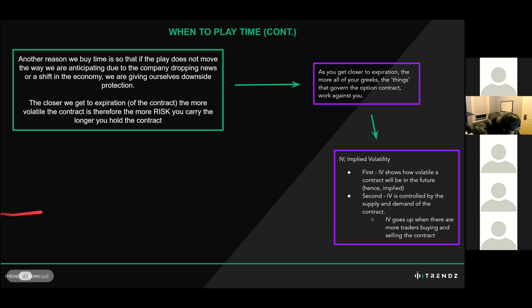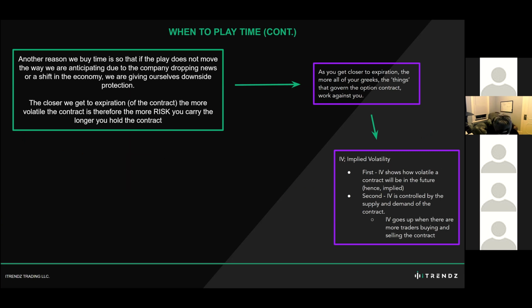So like I said before, another reason you play time: let's say you were anticipating a trade to move a certain way and somehow the company drops news or there's a shift in the economy. If you have more time on your play, it's not going to be affected as drastically as if something were to drop that day and you were in a weekly contract. If you had time on it, you would protect yourself from massive downside, and you would have a chance to reposition yourself because you still have a couple weeks or you still have a week on that contract.